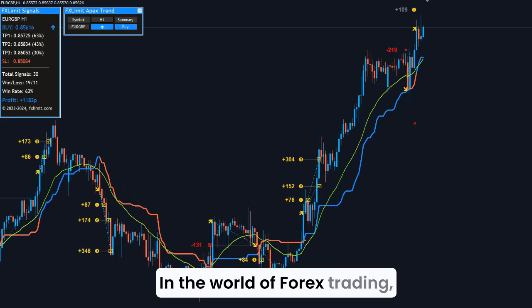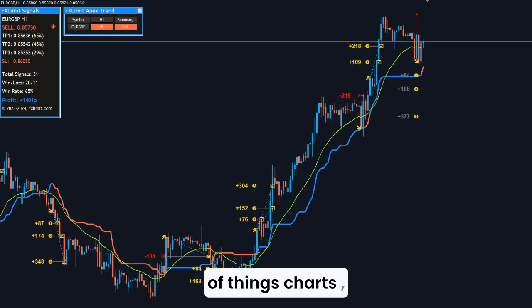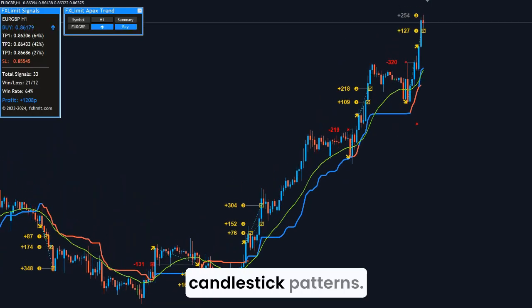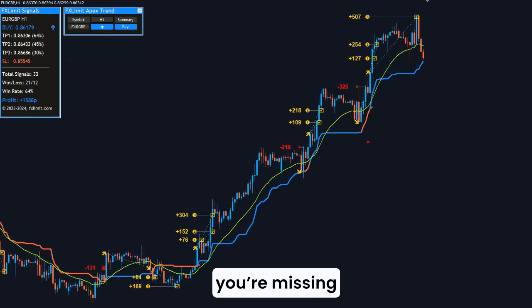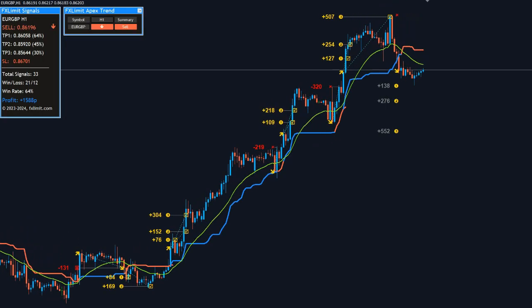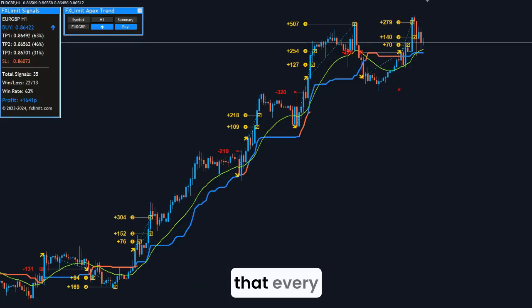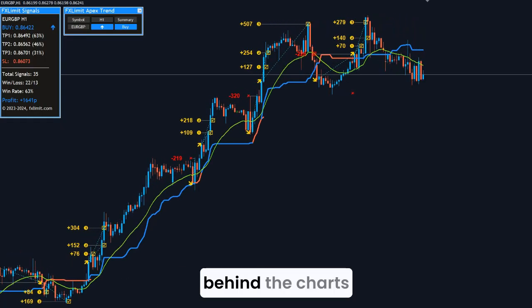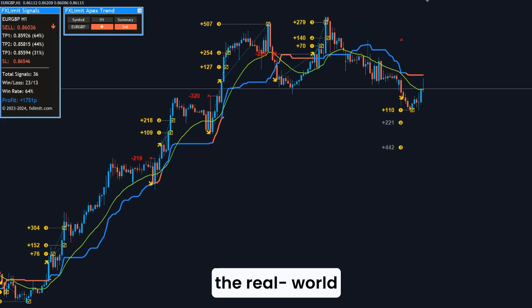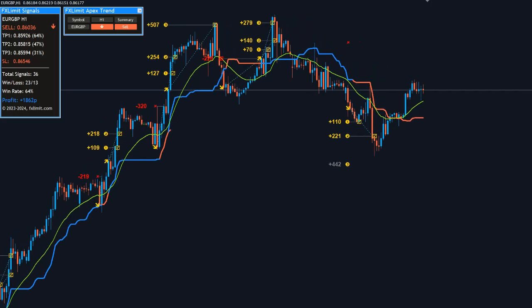In the world of Forex trading, it's easy to get caught up in the technical side of things: charts, indicators, candlestick patterns. But if you're ignoring fundamental analysis, you're missing half the picture. Today, we're diving into the top 5 fundamental factors that every Forex trader should understand. These are the forces behind the charts, the real-world events and data that move currencies in the first place.